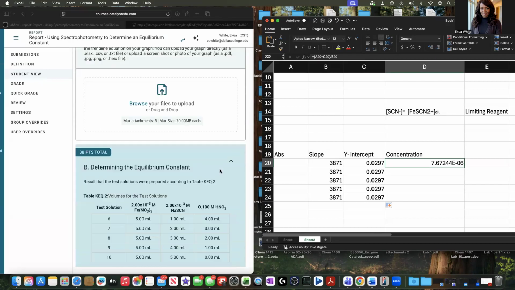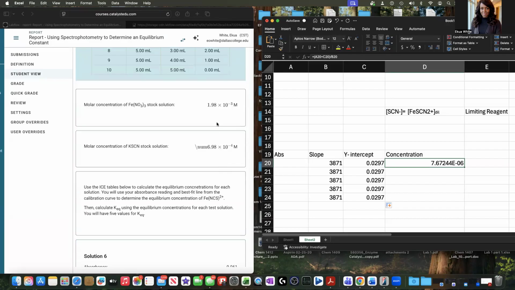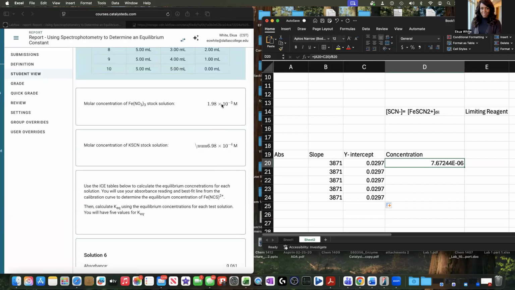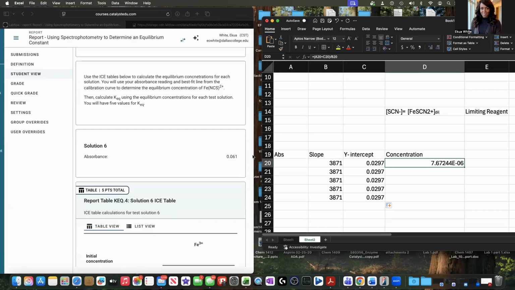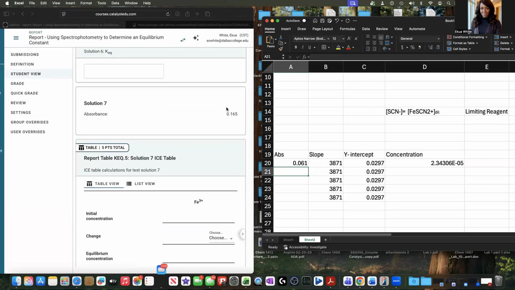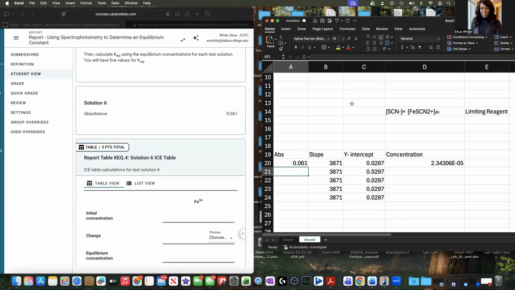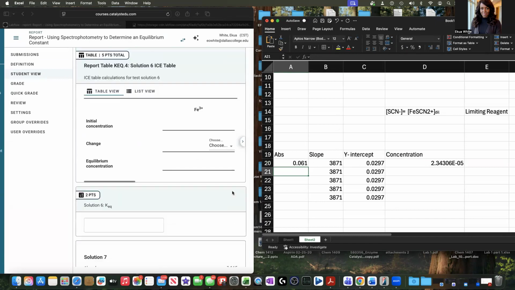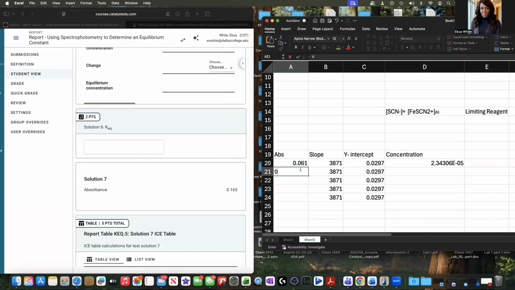Well, this is what we got. Right here, we have these amounts. This is the actual experiment that was done. From here, they gave us the first absorbance as 0.061. Then here, solution 7. So this is 6, 7. I see. So 6 is 0.061, and 7 is 0.165. How did I get this?